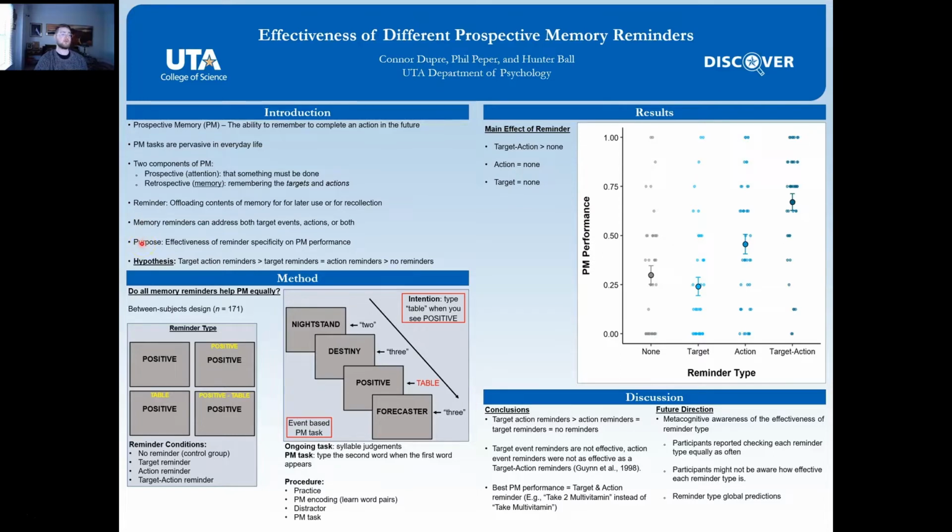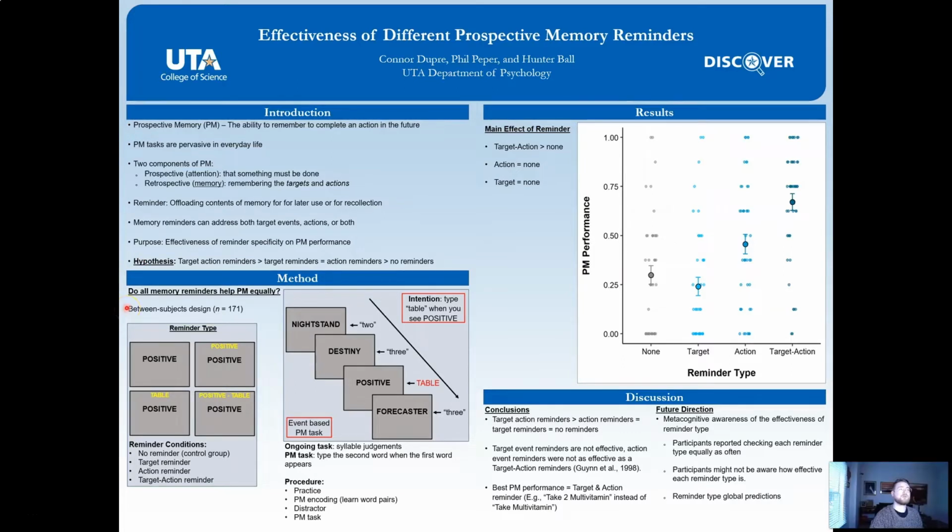For our study, we looked at how these different types of reminders affected prospective memory performance. Separating the memory component of prospective memory by providing reminders for each part allowed us to study them separately or together. We predicted that target action reminders will be more effective than either target or action reminders by themselves, and that all reminder conditions will be more effective than having no reminder.